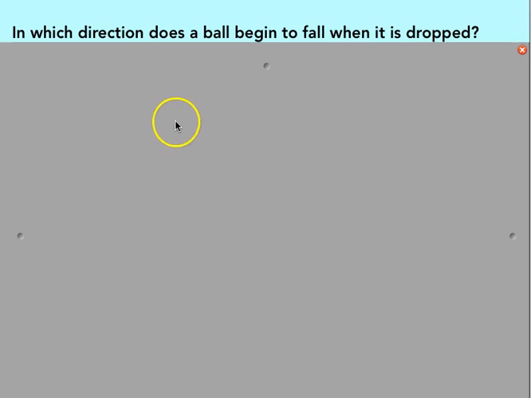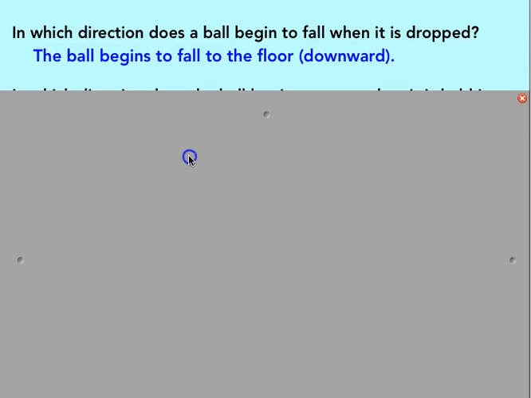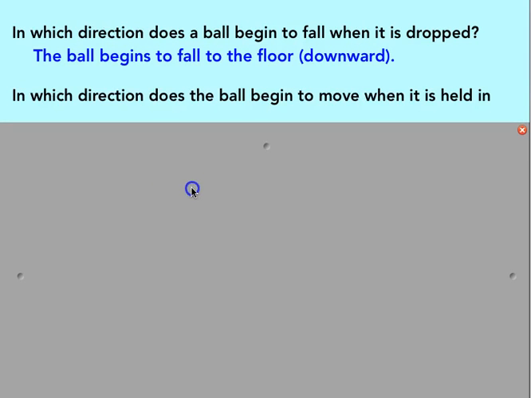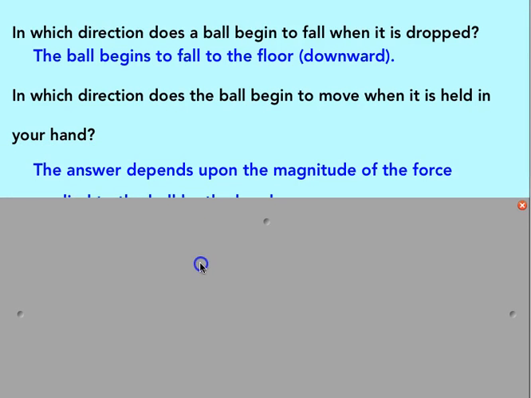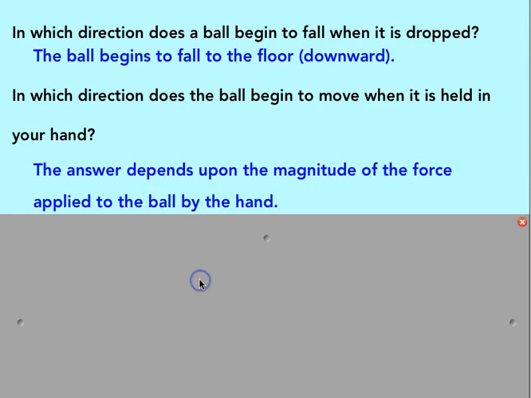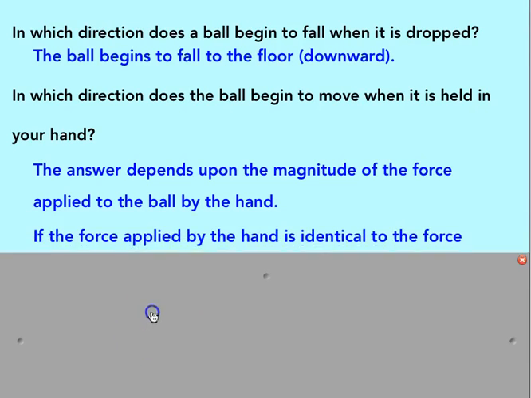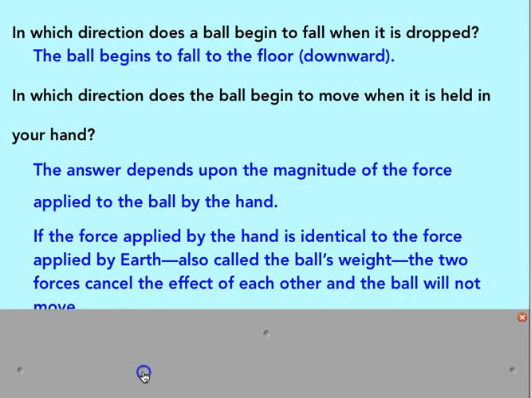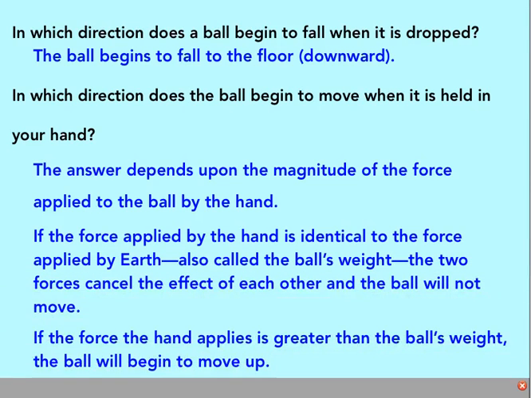So in which direction does the ball begin to fall when it's dropped? Obviously it begins to fall down. In which direction does the ball begin to move when it's held in your hand? It doesn't move at all if the forces are applied equally. Or if your hand is applying more force to the ball, it might actually be moving up. It's a tough question to answer unless you know how much force the hand is applying to things.